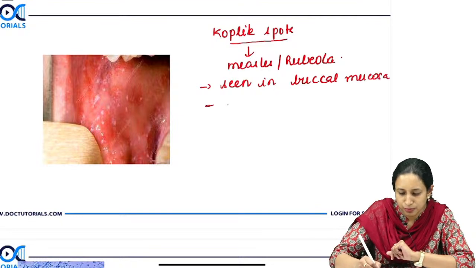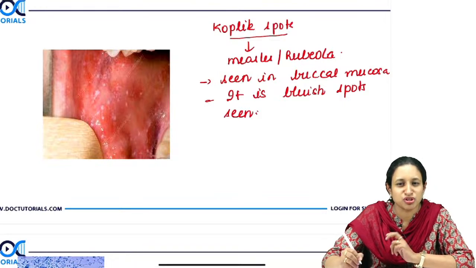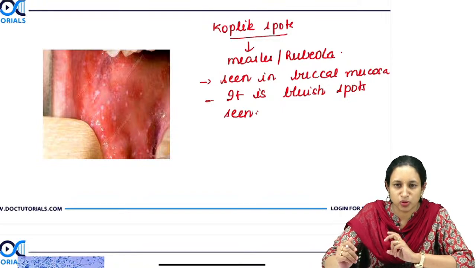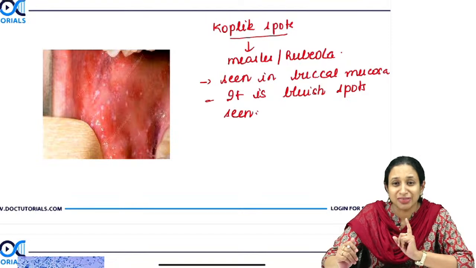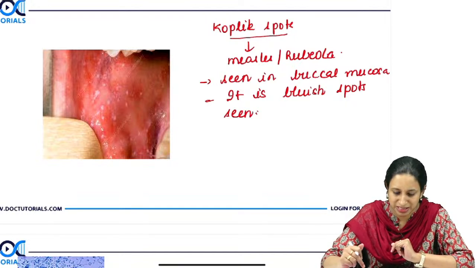It is bluish spots which are seen, and this is considered to be something which is always associated with measles. Now, there's another important spot that you have to remember, which is also very close to Koplik spots, called Forchheimer spots, and that you see in German measles. So please do not confuse both. Koplik spots are seen in rubeola or measles, whereas Forchheimer spots are seen in German measles.